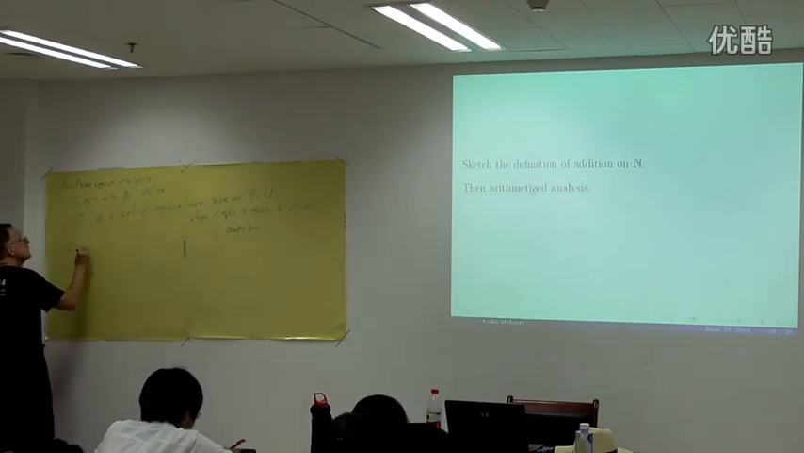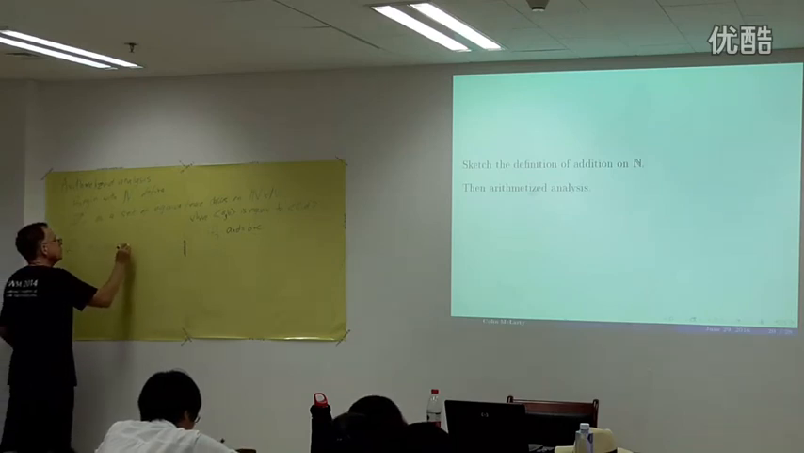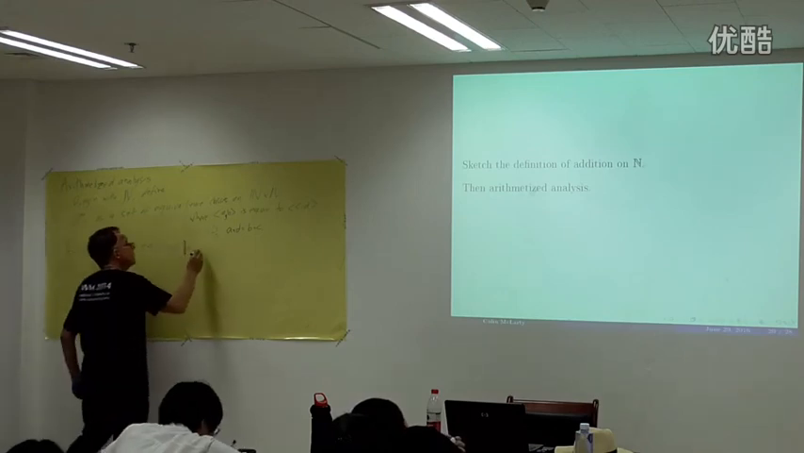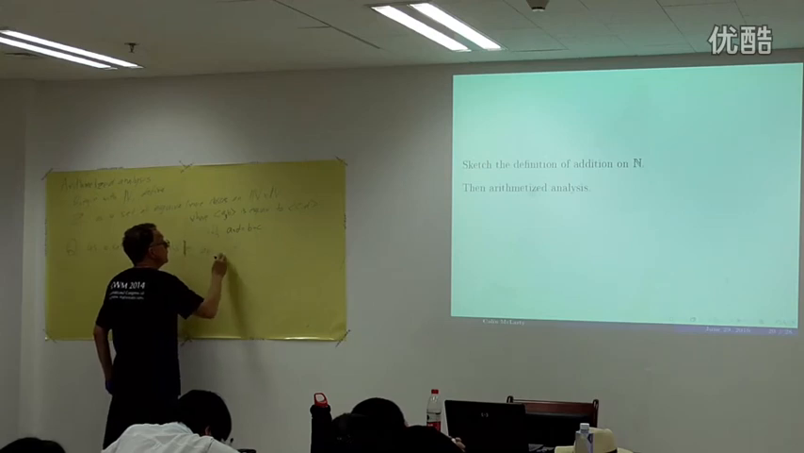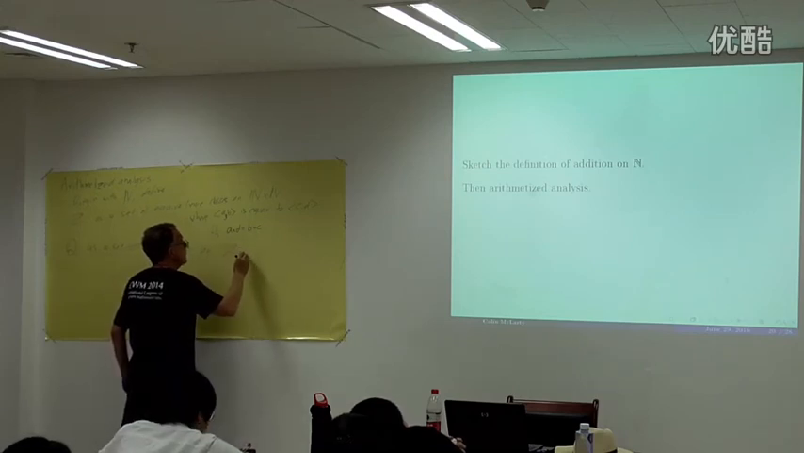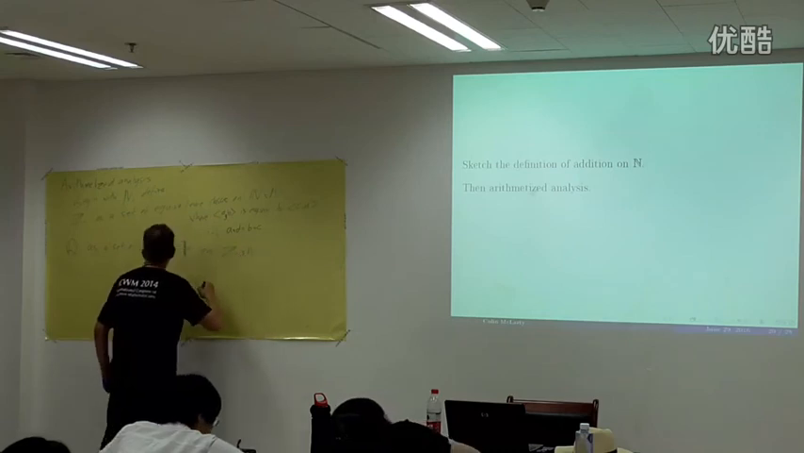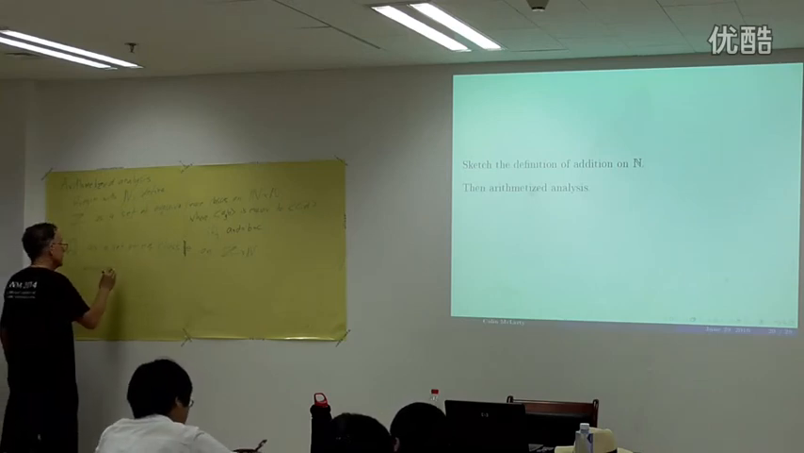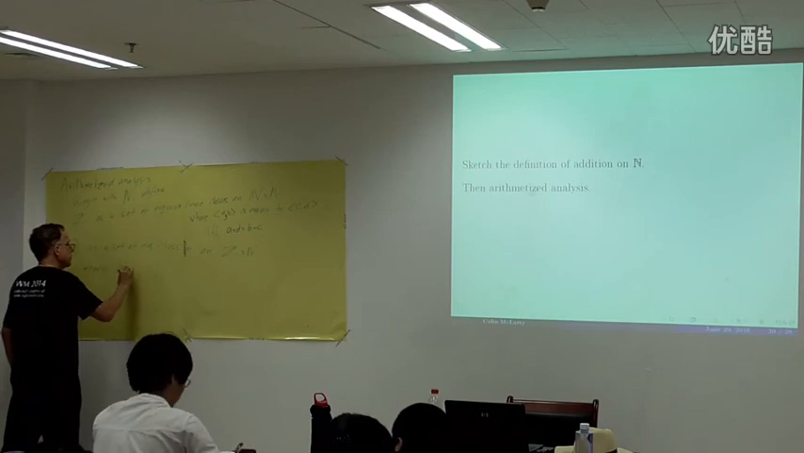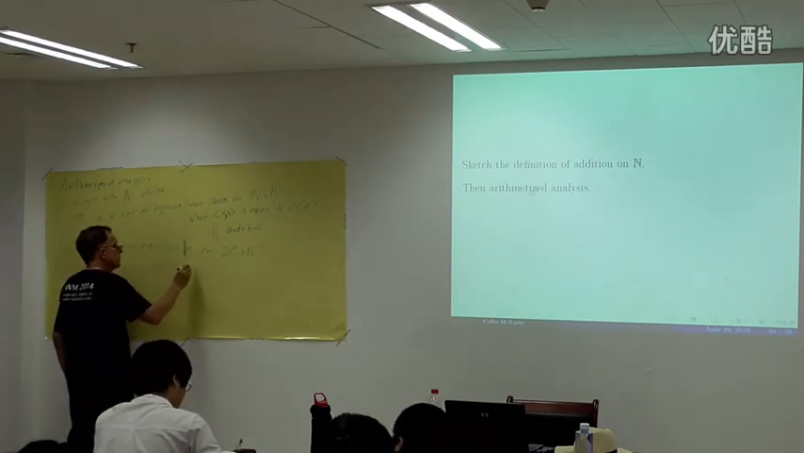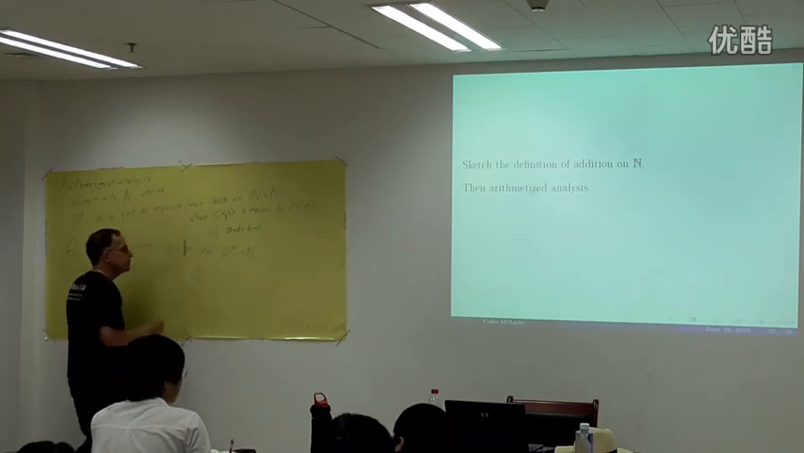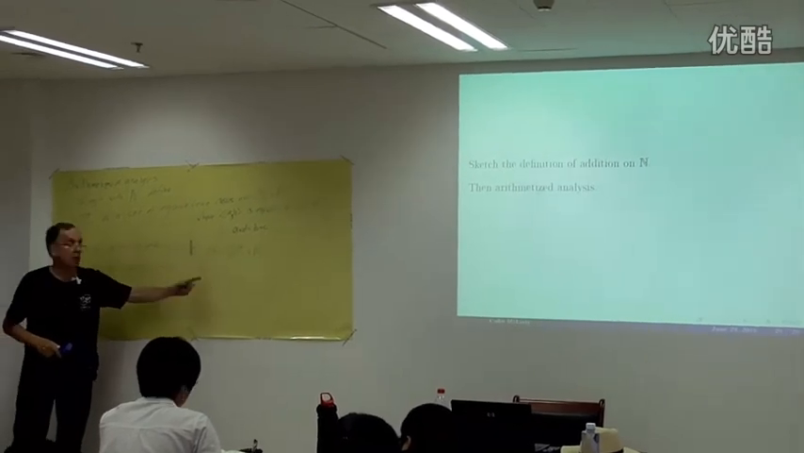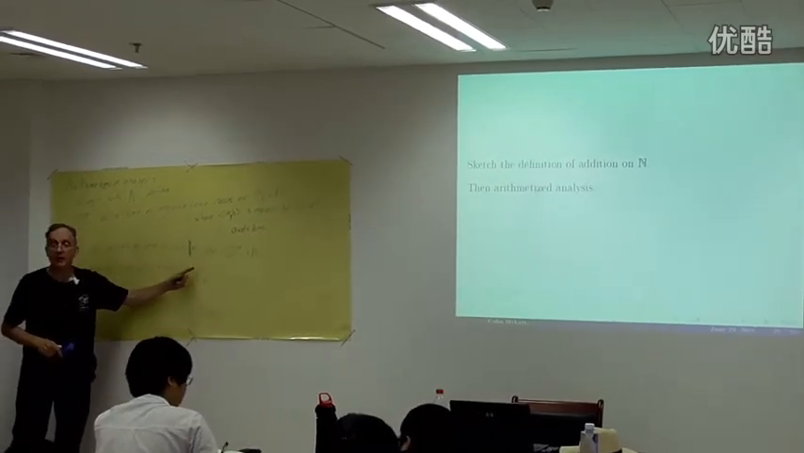Let's define Q as a set of equivalence classes on Z cross N, where the idea is a pair AB will represent A over the successor of B. So our denominators have to be non-zero natural numbers. Our numerators can be anything. So we want to get all fractions.